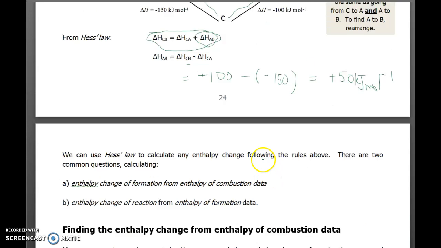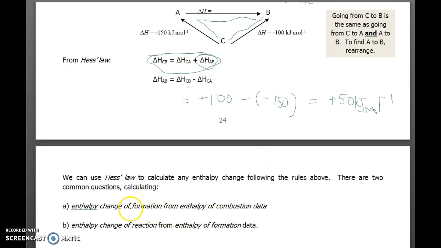Okay, what we're going to look at in the next couple of videos is using enthalpy change of formation data, calculating enthalpy change of formation from enthalpy of combustion data, and doing calculations using enthalpy of formation data.